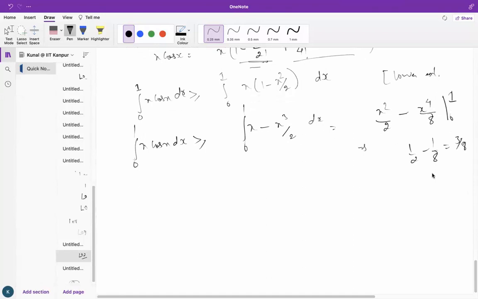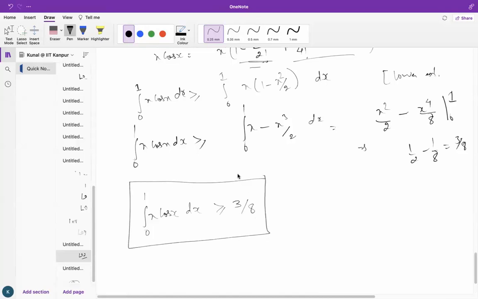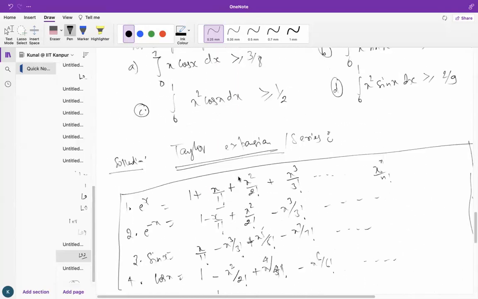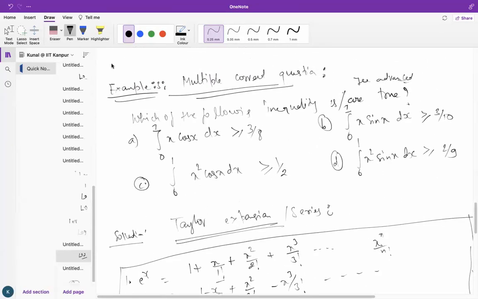So what do we get from here? Our lower estimation: when we integrate x cos x dx from 0 to 1, this value is greater than or equal to 3 by 8. So this is one of the correct options.